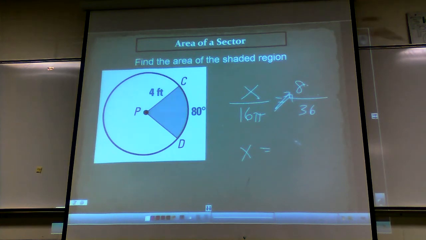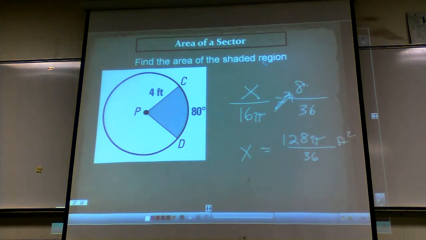Okay, times 16. 128. So this is 128 pi over 36 square feet. And it'd be good if you reduce it, but if you don't, I'm probably not going to take off.